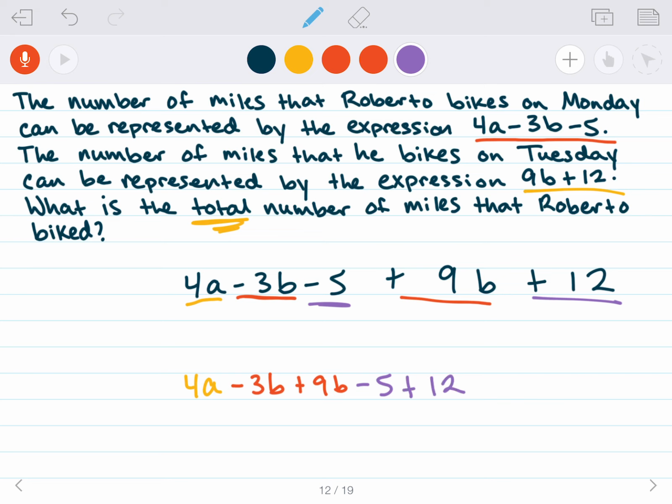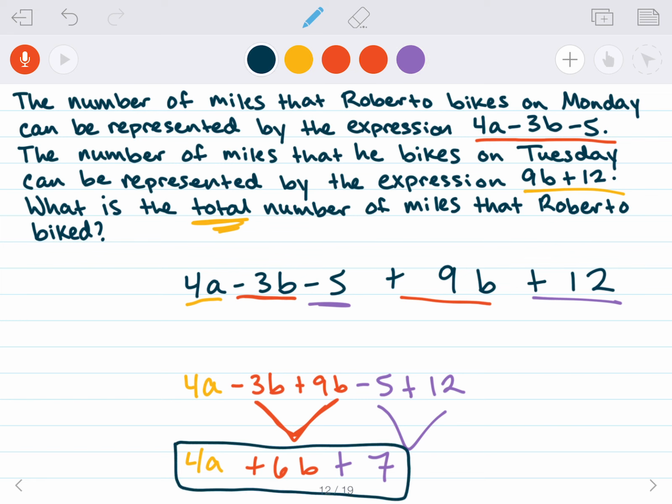Okay, so these guys, negative 3 and a positive 9, make a positive 6b. So this becomes 4a, which just comes straight down, and then these combine to a positive 6b. These, a negative 5 and a positive 12, combine to make a positive 7. And that is as far as I can go. So this is our answer right here.